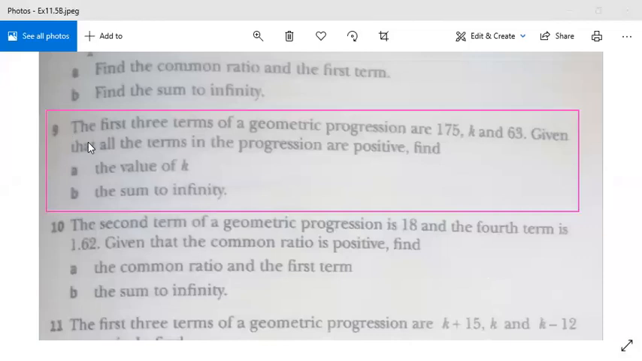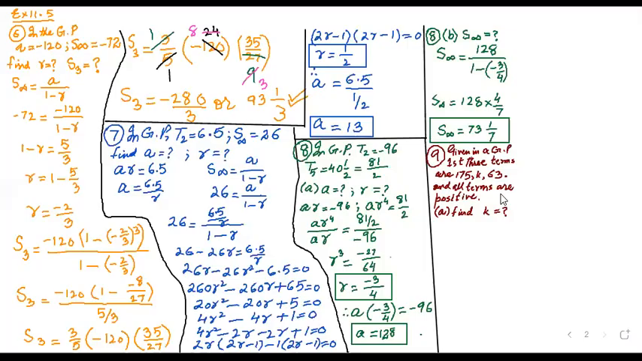In question number 9, it is given that the first three terms of a geometric progression are 175, k and 63. So these are the first three terms of this GP. Given that all the terms in the progression are positive, we have to find the value of k in part A and the sum to infinity in part B. So the first term is 175, the second term is k, and the third term is 63.